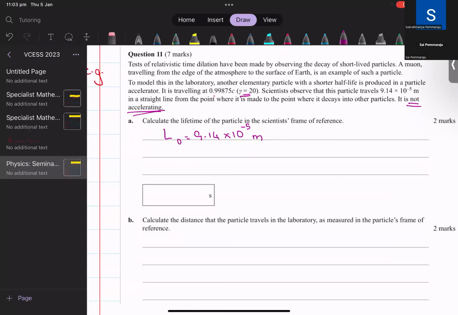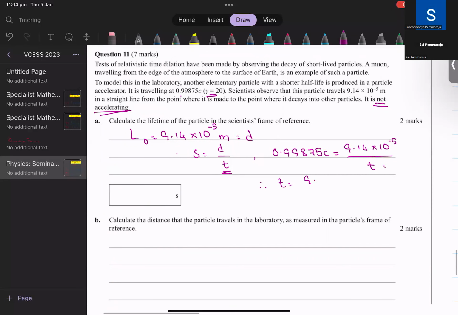This is the distance that the scientists measure. We just want to work out what the lifetime is. This is simply an application of speed equals distance over time, so we're solving for t. Speed is 0.99875 c, the distance is 9.14 by 10 to the minus 5, and t is unknown. If we rearrange that, t is equal to 9.14 by 10 to the minus 5 over 0.99875 c. I've left c as it is, but it is equal to 3 by 10 to the 8, as I had mentioned earlier.